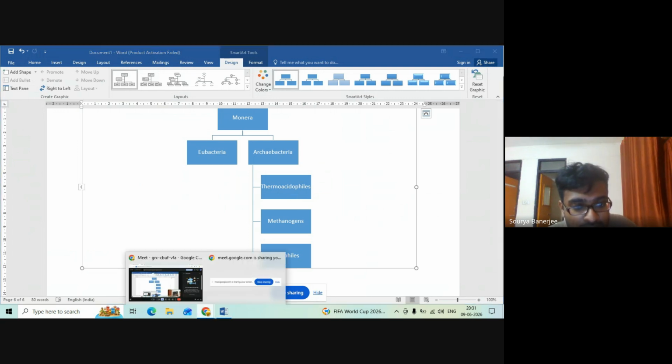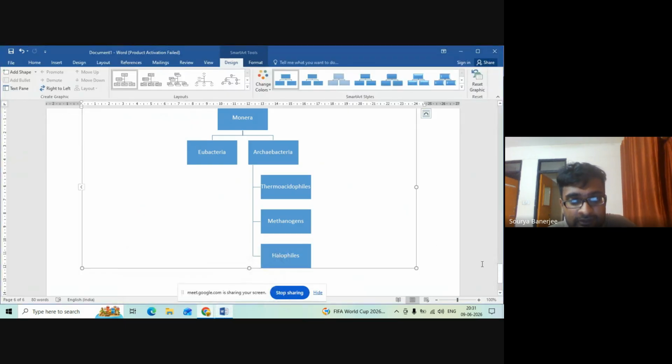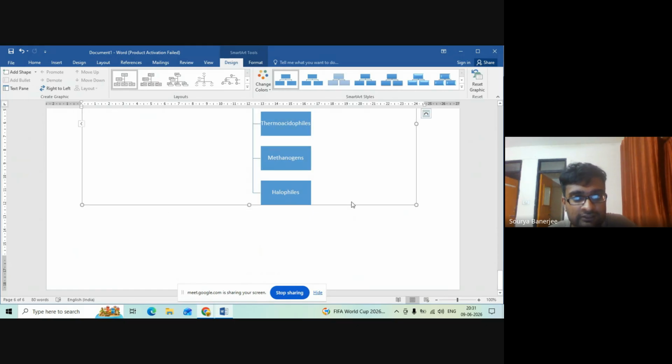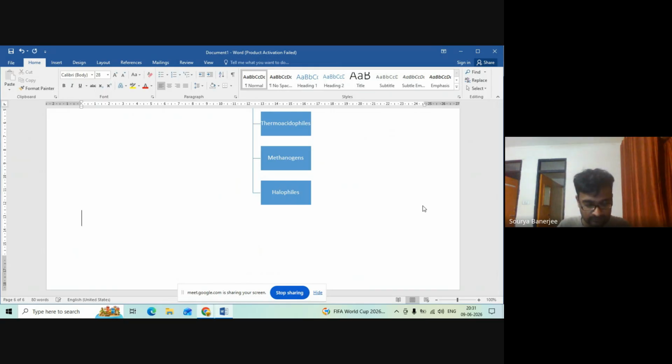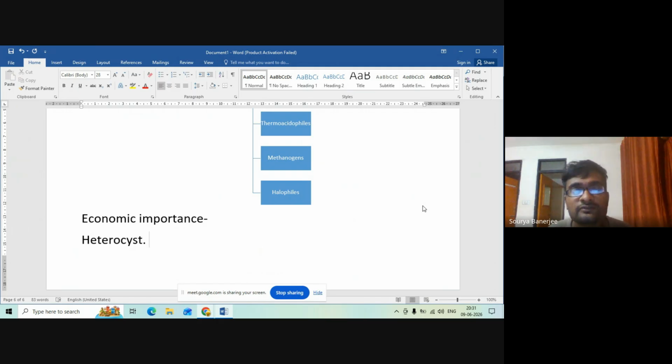Now you also have to know some economic importance of those bacteria. The next learning outcome. One economic importance is that bacteria are used in production of many things, like medicine, and in our economy it is required. The next one is that some bacteria, those cyanobacteria or blue green algae, have a specialized cell structure called heterocyst. This helps in nitrogen fixation.